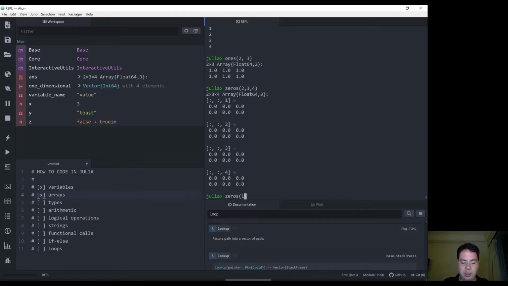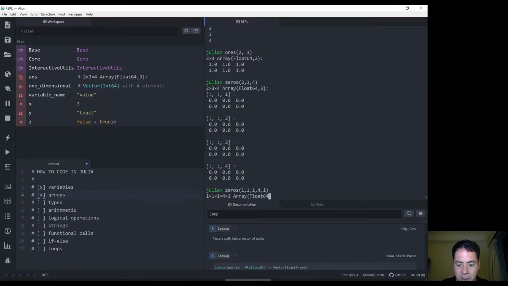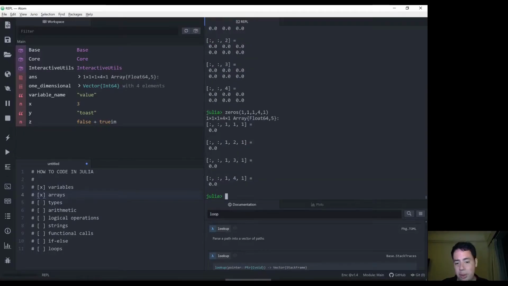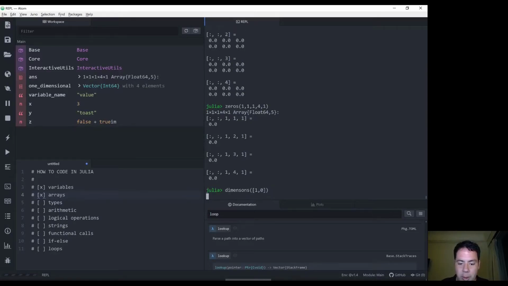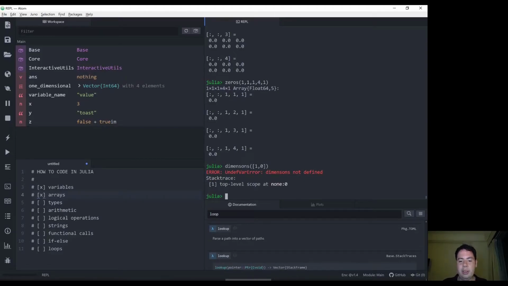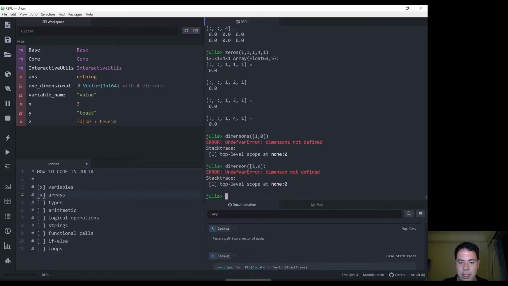What about higher dimensions? Let's try a 5-dimensional array. And Julia seems to handle that perfectly. I think that's an example of a 5-dimensional array. I'm not sure how to read it. Is there a function that tells us the dimensions of an array? No, okay, there isn't. Well, let's try dimension, just in case. No, there isn't. Okay, so as you can see, I'm still learning Julia myself.